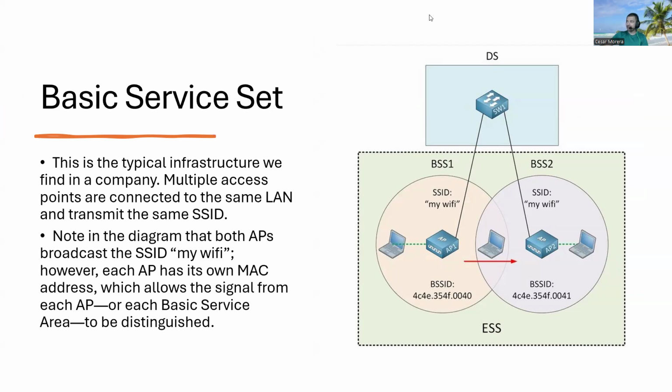But before that, let's analyze this network. We have a layer 2 switch over here. We have BSS1 and BSS2. The MI5 is the SSID for both connections. There is AP1 and AP2. We have a total of 2 access points.